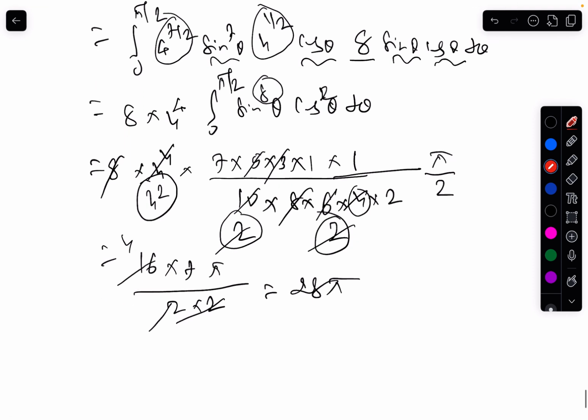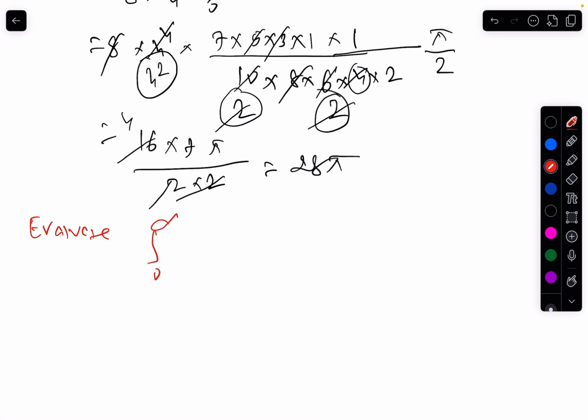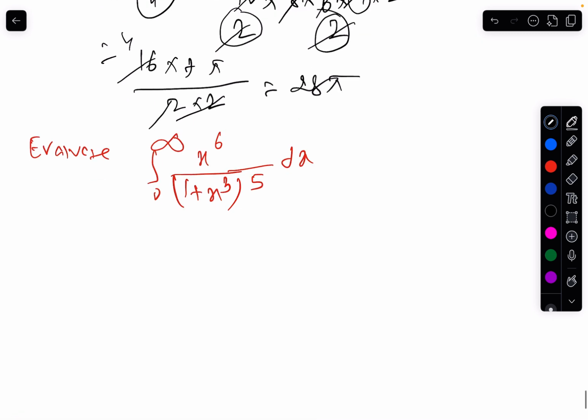Next, evaluate integration 0 to infinity, say x power 6 over 1 plus x cube power 5 dx. So let I equal to integration 0 to infinity x power 6 over 1 plus x cube power 5.